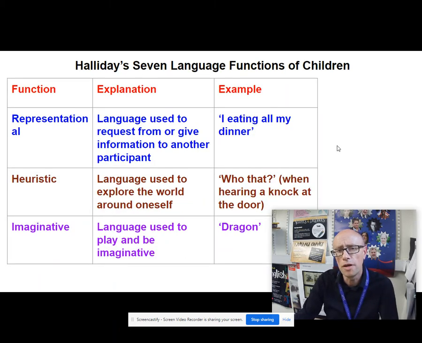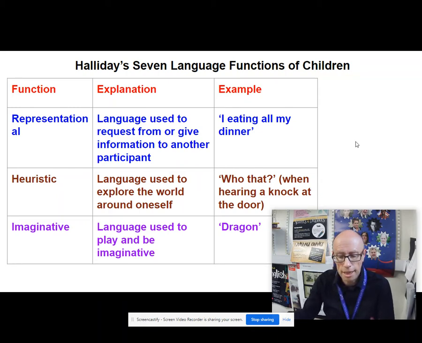We then move into the other three, which come a bit later, according to Michael Halliday. We have representational language. This is language used to request or give information to another participant. I'm eating all my dinner. We then have the heuristic function, which is language used to explore the world around oneself, and it's usually shown by questions. And don't two or three-year-olds use a lot of questions?